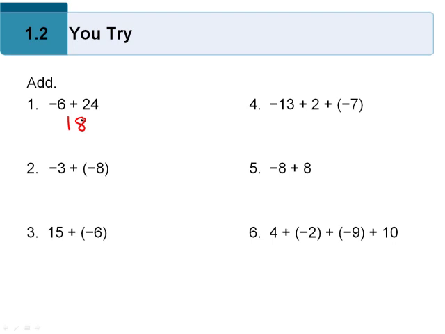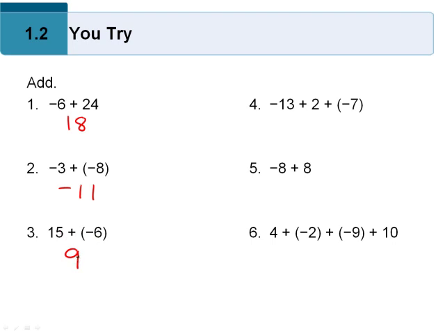Number 2, -3 plus -8. The signs are both negative, so we're going to add and keep the sign, which would be -11. Okay, number 3, 15 plus -6. The signs are different, so I have to subtract, and that would give me a +9 because I kept the sign of the 15. Subtract, keep the sign of the bigger number.